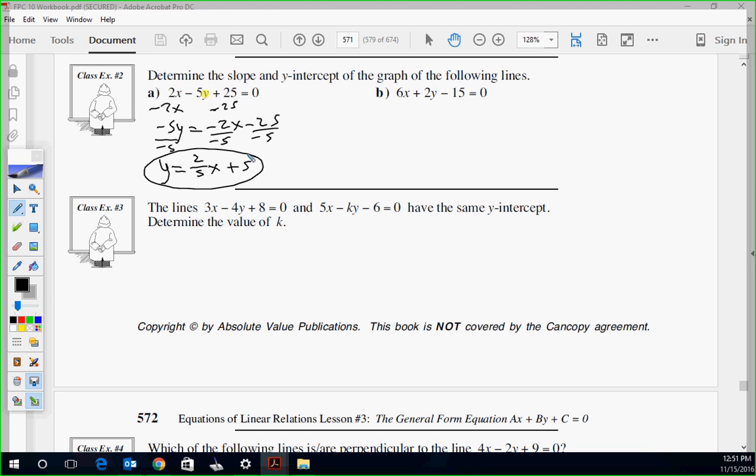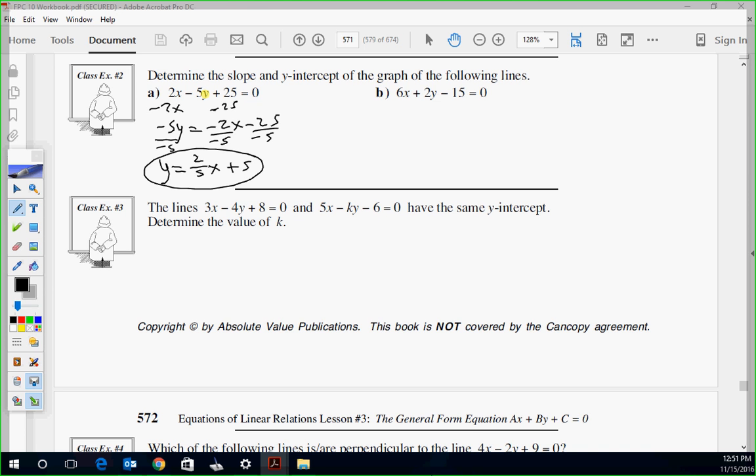So we took these two, we moved them both over here. And see how I have a -5 on the y? We divided -5 to everything. And so then I have a -2 over -5, which is a positive 2/5. -25 over -5, negative over negative is a positive 5.